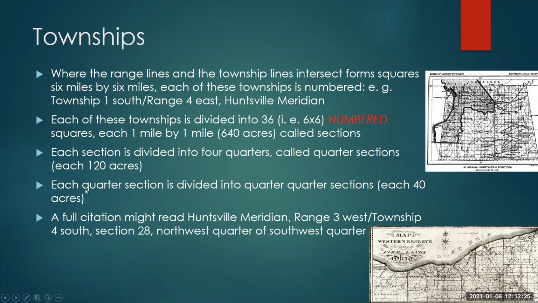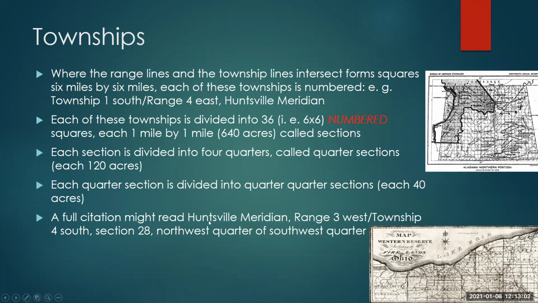Each quarter section is divided into quarter sections. Yes, I know that's not proper grammar, but each quarter section is divided into quarter sections. And each of those is 40 acres. And it's from this, by the way, we get the expression 40 acres and a mule, because it was said that any American family needed to prosper was 40 good acres of land and a mule to plow it with. And so that's where it comes from.